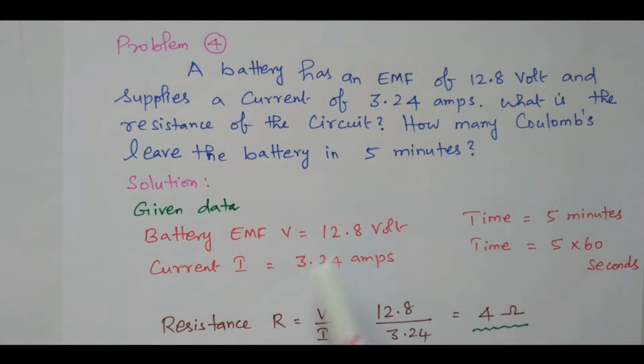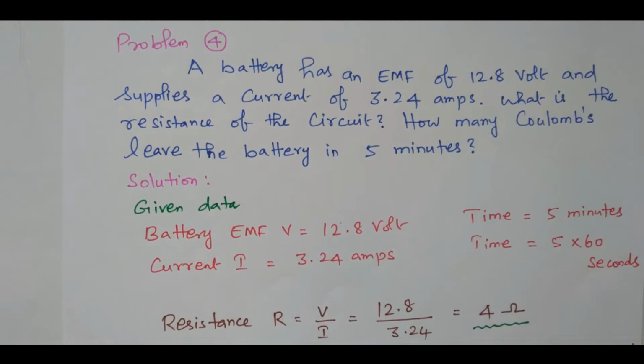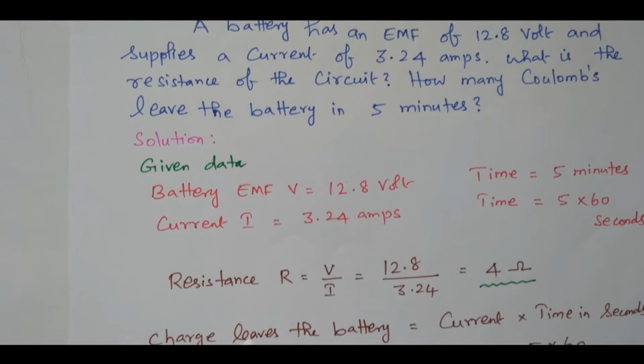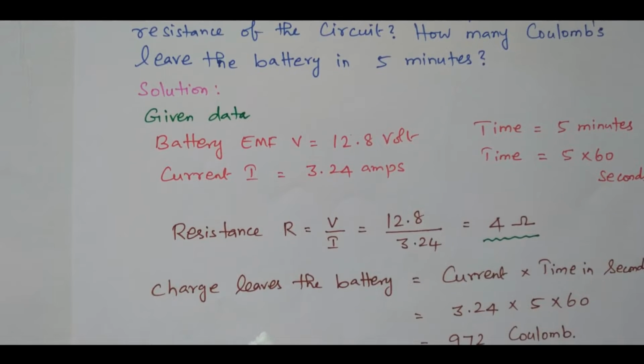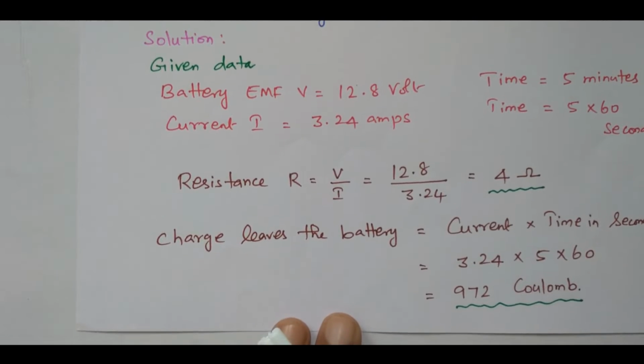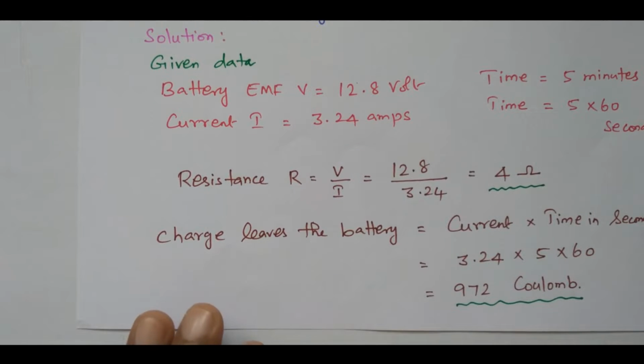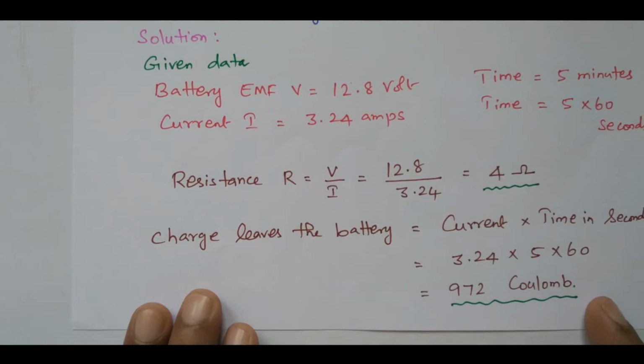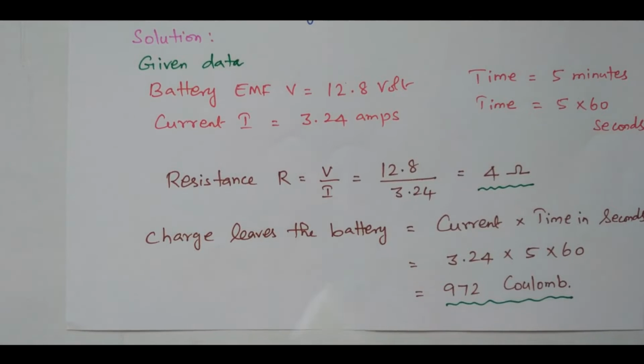So what are the data available? The battery EMF is given, V equal to 12.8 volt, and the current is given, 3.24 ampere, and time is also given, 5 minutes. 5 minutes means 5 into 60 seconds. Converting into seconds, we need to multiply by 60. So the resistance can be easily calculated.